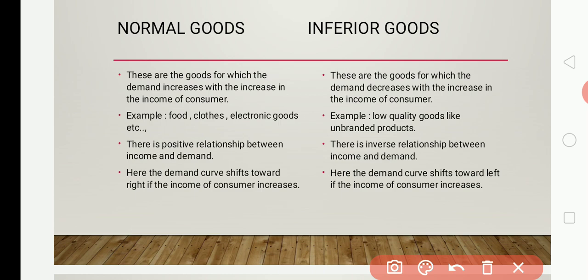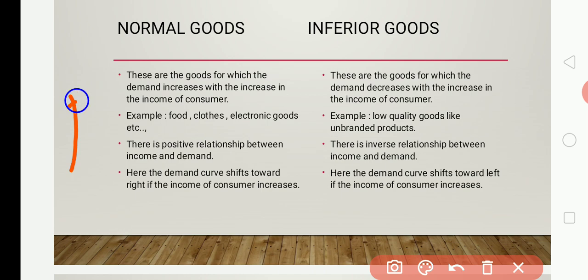So for normal goods, when the income increases, the demand also increases. When the income is lesser, the demand is also lesser. Such things are called normal goods. The next point is that there is a positive relationship between income and demand. In the previous class, in the law of demand, I explained there is an inverse relationship between the price and demand. Here is the relationship between the income and demand. So the third point states that there is a positive relationship between income and demand.